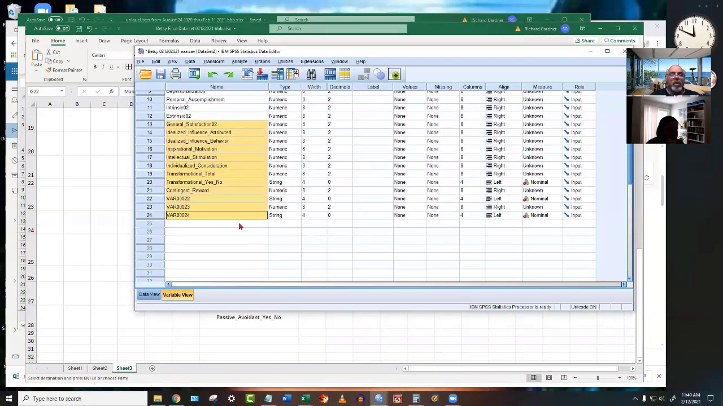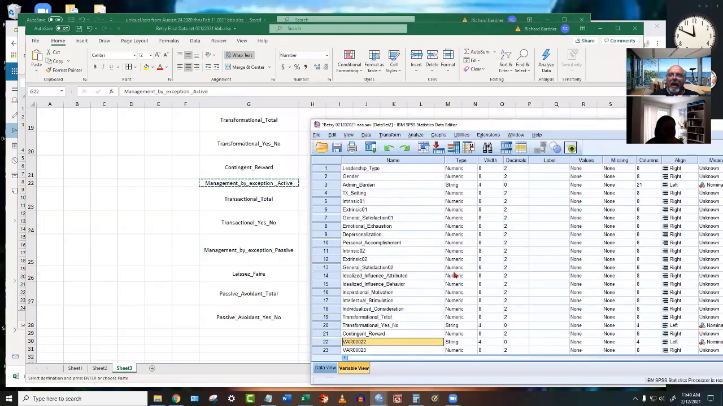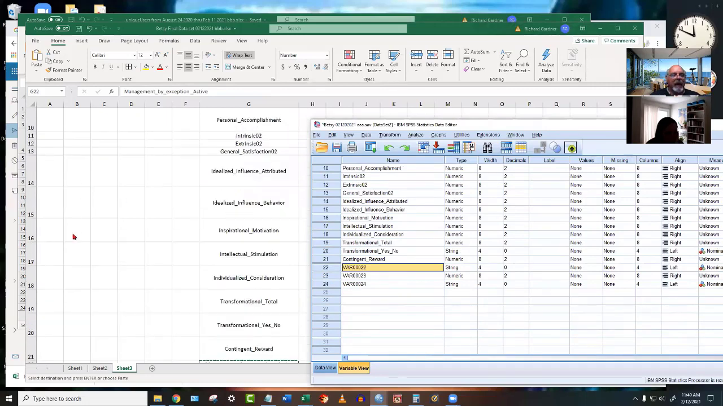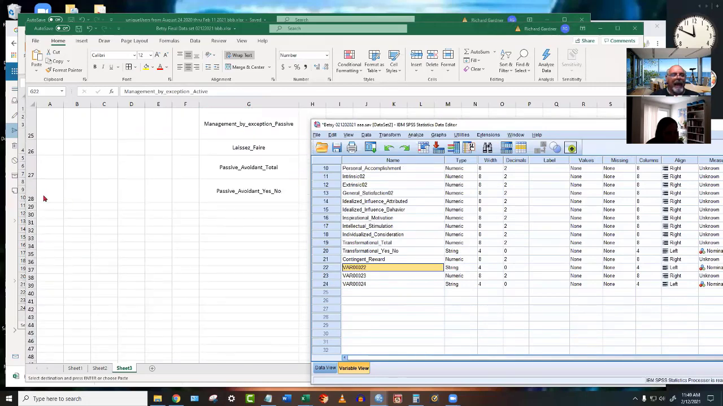Wait a minute, is that the right one? No. Contingent reward. Why do I have something not right here? Variables, but this says we got 28 variables. Okay, I did something wrong. Yeah, I was about to.